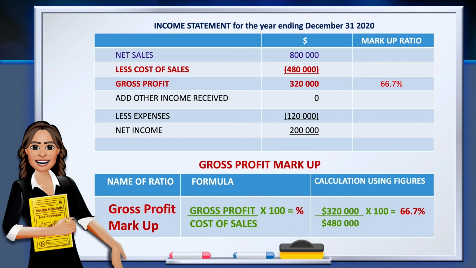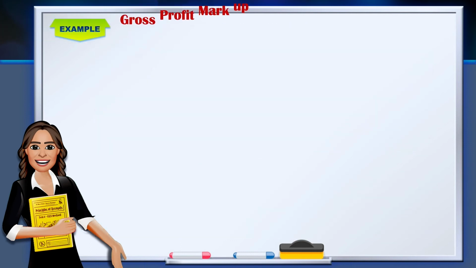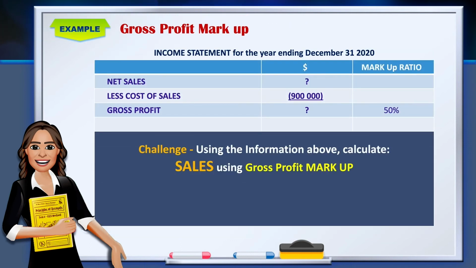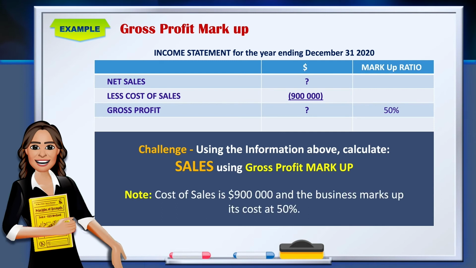your markup figure is 66.7%. So just to reinforce, we're going to do another example. Using the information above, calculate sales using your gross profit markup. So you would see there that we do not have a sales figure. We have a cost of sales figure, and we have that the business marks up its cost at 50%.